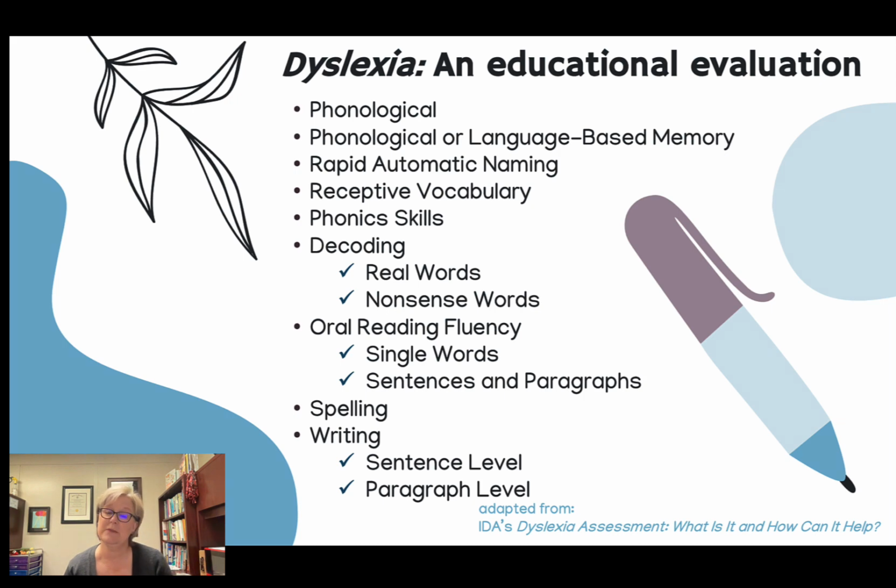Then there is oral reading fluency, and we need to look at both single words as well as connected speech or connected text, I guess. And then there is spelling, which I can go on and on for hours about. But again, remember that a hallmark of dyslexia is poor spelling. And then we also need to consider writing, both, again, at the sentence level and the paragraph level.